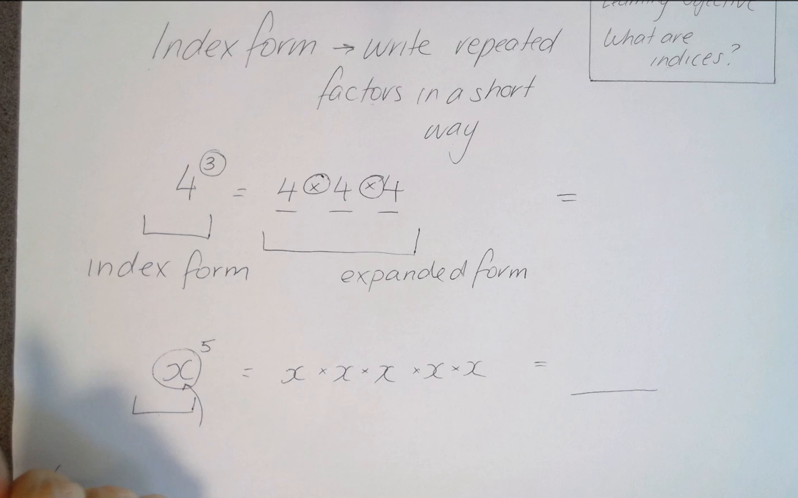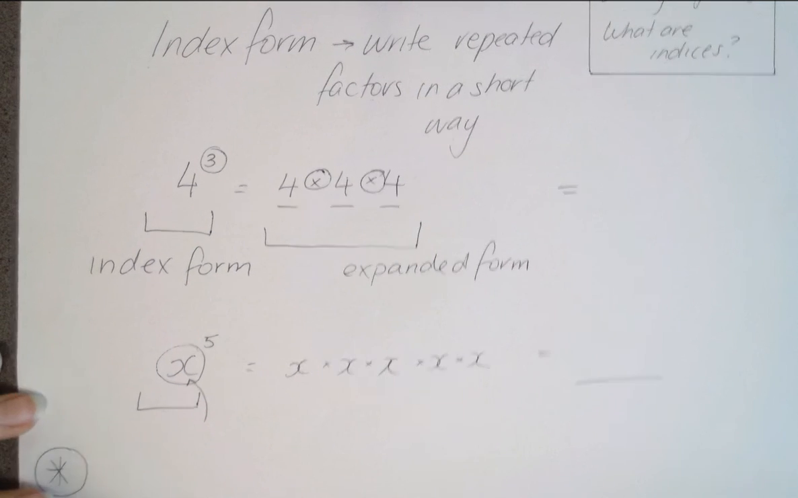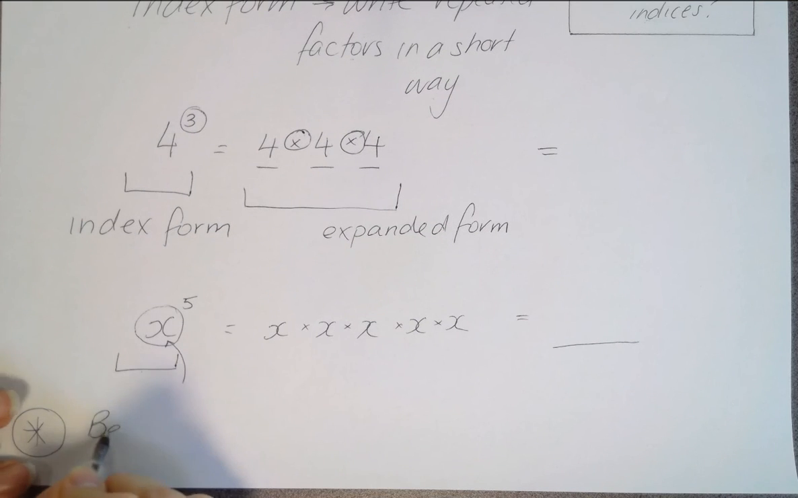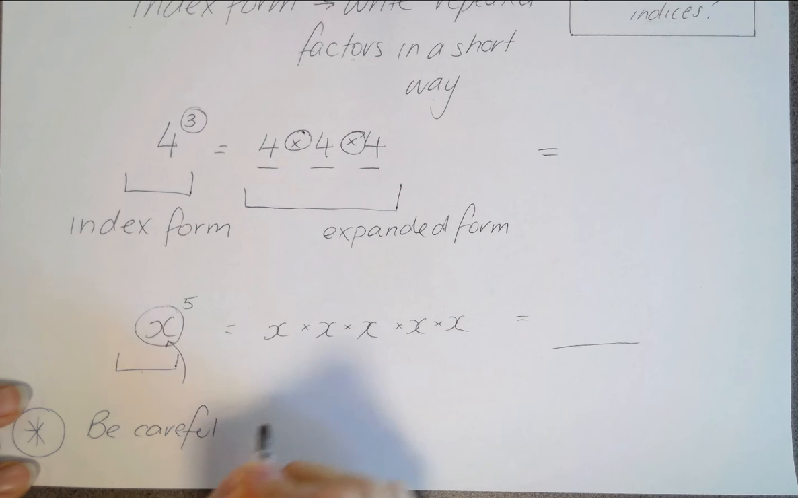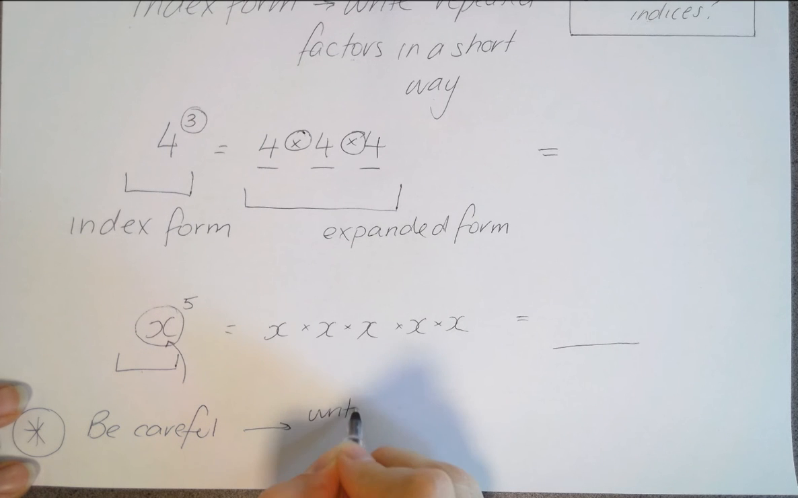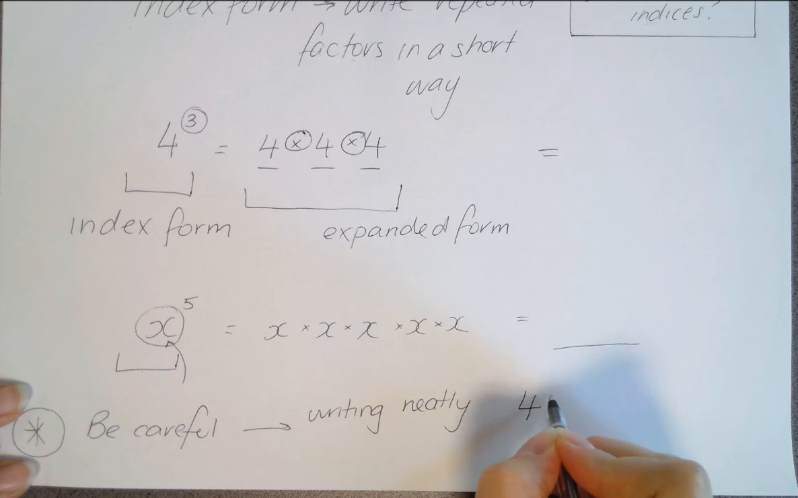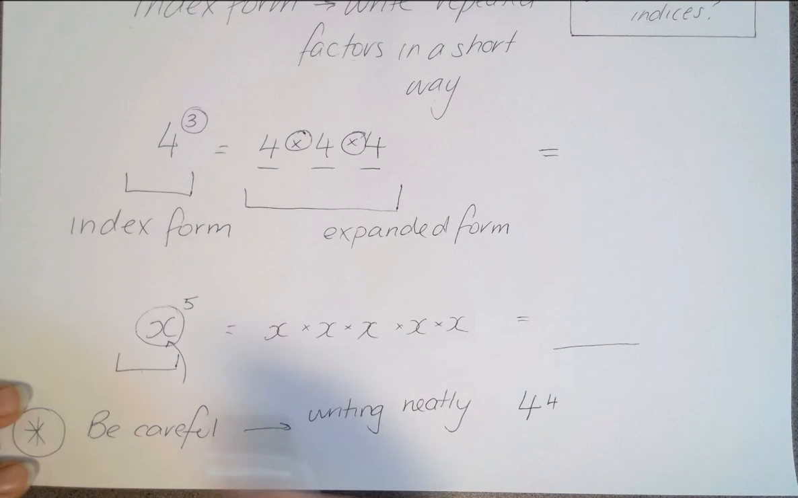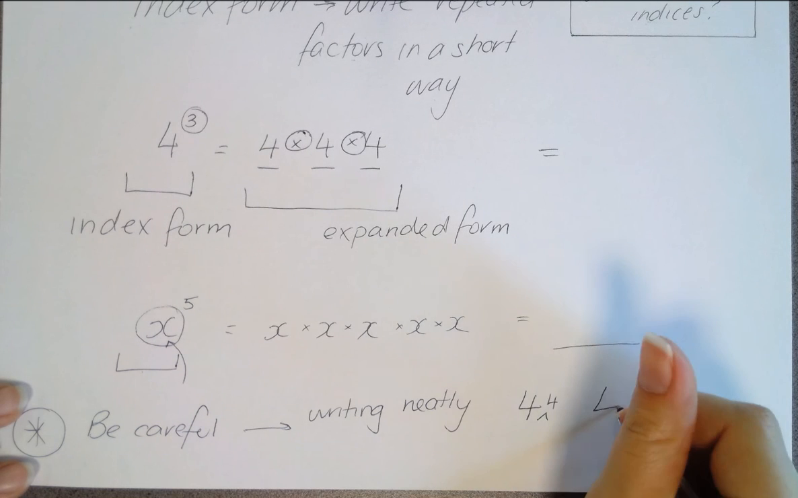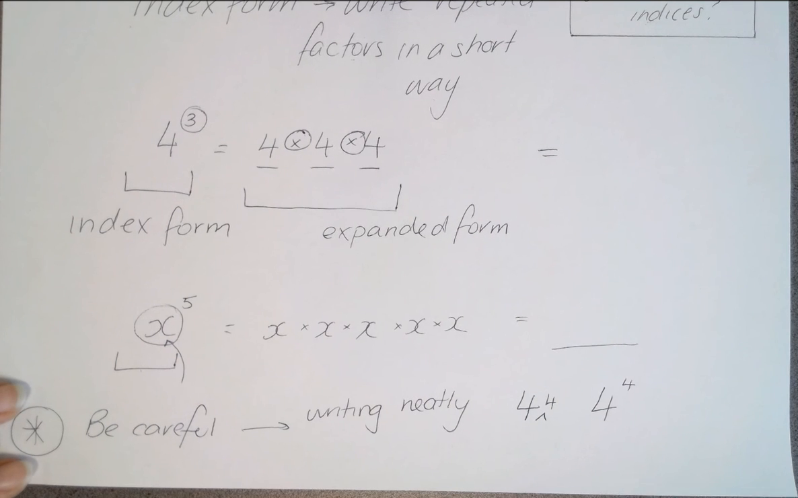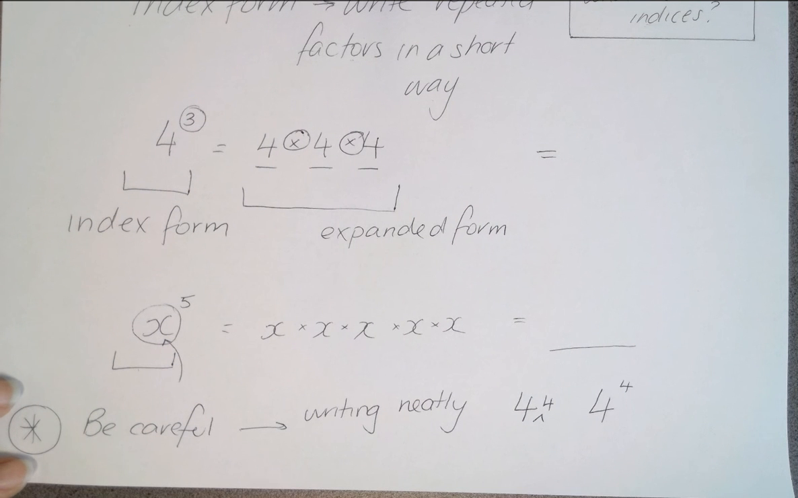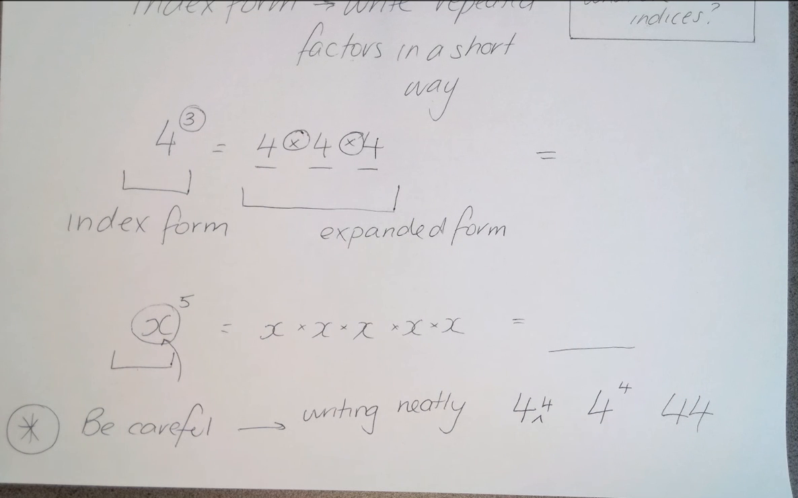So some things to be careful of. Right, number one, we have to be careful of writing neatly. It sounds a bit silly, but if you write 4 and your 4 does not quite look like a power at the top there, we can't tell what it is, and it might get really, really confusing. What happens is we start to think this 4 is a normal 4, and our handwriting starts to change it into some other number, and we start to get confused.